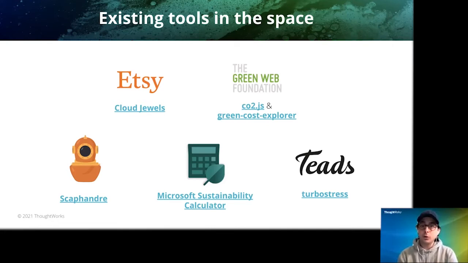The team at Hubbo built an open source tool called Scafon, I believe is how it's pronounced, that allows you to measure the energy consumption of bare metal hosts and virtual machines. We mentioned it earlier, but Microsoft also provide their sustainability calculator for enterprise customers, which is a dashboard to visualize the carbon emissions from your Azure usage. And lastly, the team at Teads have an open source tool called TurboStress that allows you to measure the consumption of bare metal Linux hosts. That is also open source. So these are some of the existing tools in the space that we thought we'd share, and you'll have links in the slide deck to all of these to check them out.